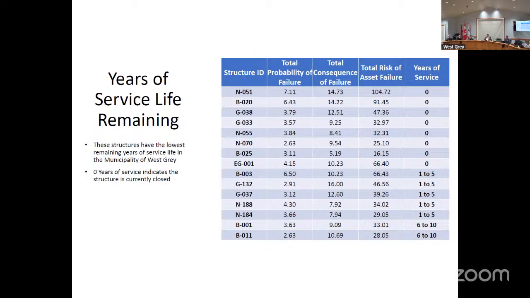Through Mr. Mayor, I do believe that bridge, or that culvert, is now added to the map in the report.